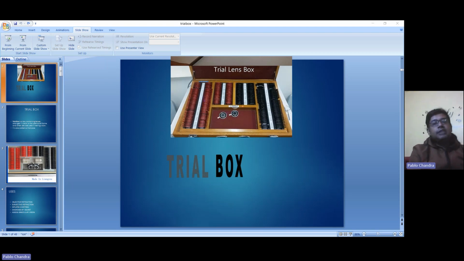Now the uses, as I told you: for the subjective verification of refraction, to find out the exact axis of astigmatism, to check presbyopic add, and also to check the amplitude of accommodation. With this slide, I come to an end of unit 1 on the trial box. Unit 1 is completed, and we now understand the main components of the trial box, the uses of the trial box, and history taking.